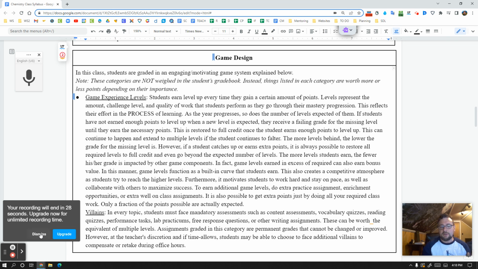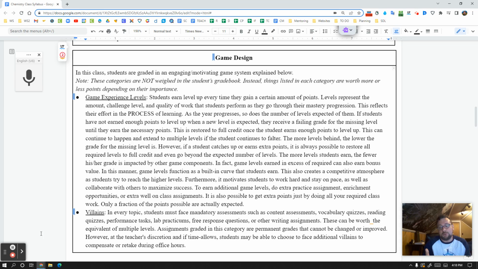So at the end of the day, the goal is what a student should do: work hard to do all the work that they need to do, or as much work as possible, so that they can do better in the class. And that's reflected on this category called game levels, which comes out to about 30% of their overall grade.